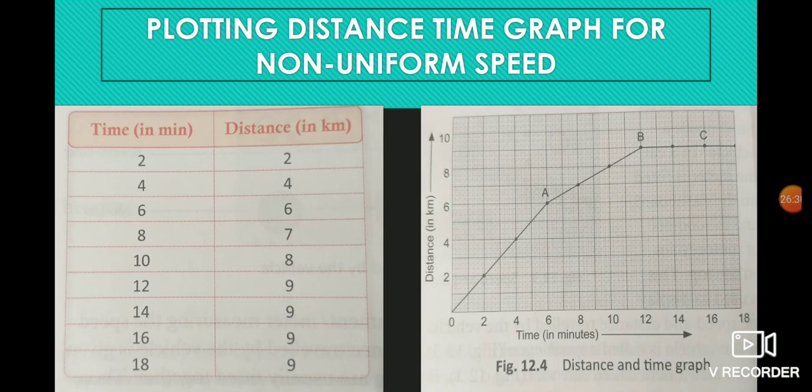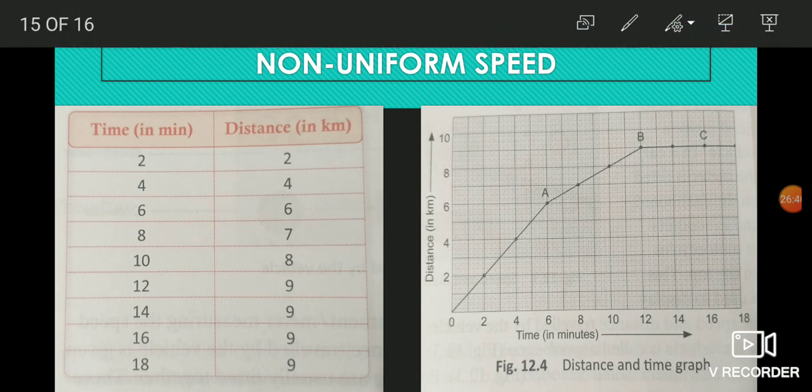Now, plotting the distance-time graph for a non-uniform motion. How can you plot this? Look at the table on your left hand side. What do you see? You see the time and you see the distance. At 2 minutes, 2. But what happens at 8 minutes? It has travelled only 7 kilometers. And at 10 minutes, it has travelled only 8 kilometers.